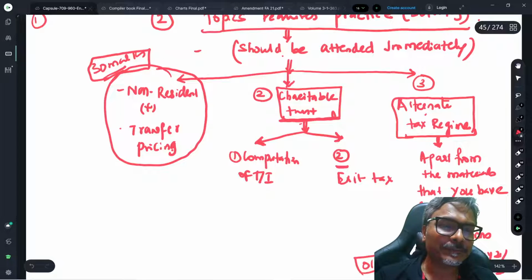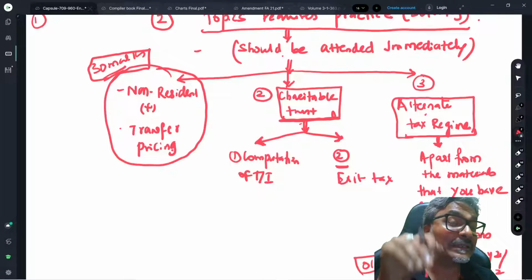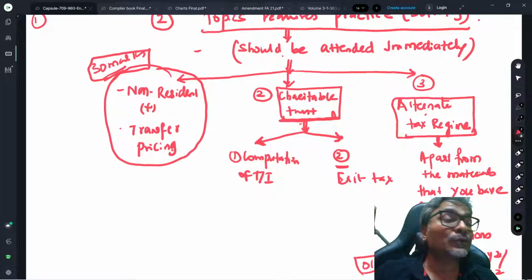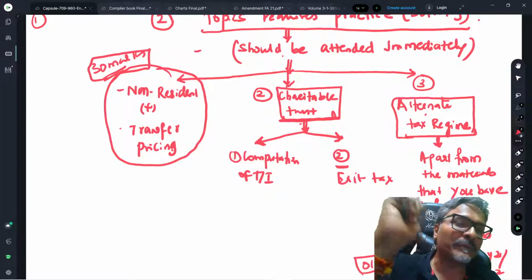Charitable trust, competition. This time it is very important. November 22: computation of total income and the exit tax. Please do them, solve them thoroughly. This is what is going to decide your fortune. And fortune favors the brave, students.